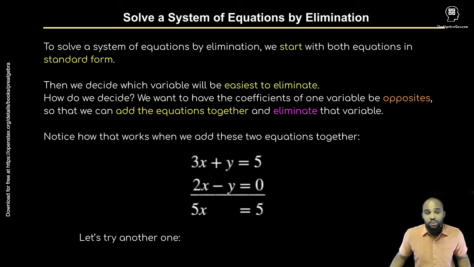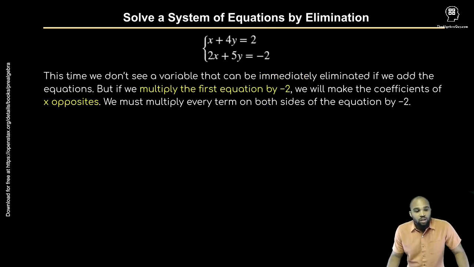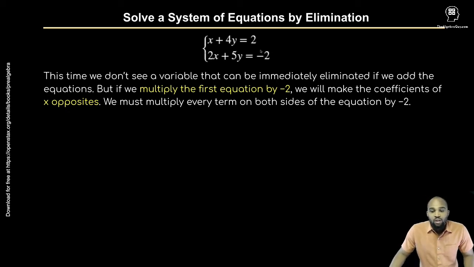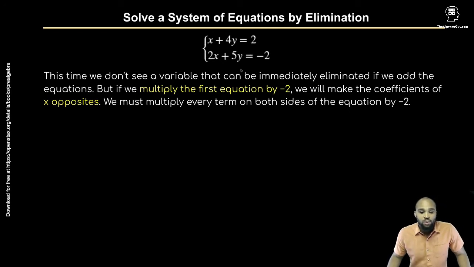So that's how elimination works: we take both of those equations, put them in standard form, and add them up. But we're going to add them in such a way that one of the variables gets eliminated. This time we don't see a variable that can easily be eliminated. If you were to add these up, you'd get 3x and 9y, and that's not working. So we have to manipulate it, or multiply it in particular, so that we can add and have one of the variables eliminated.